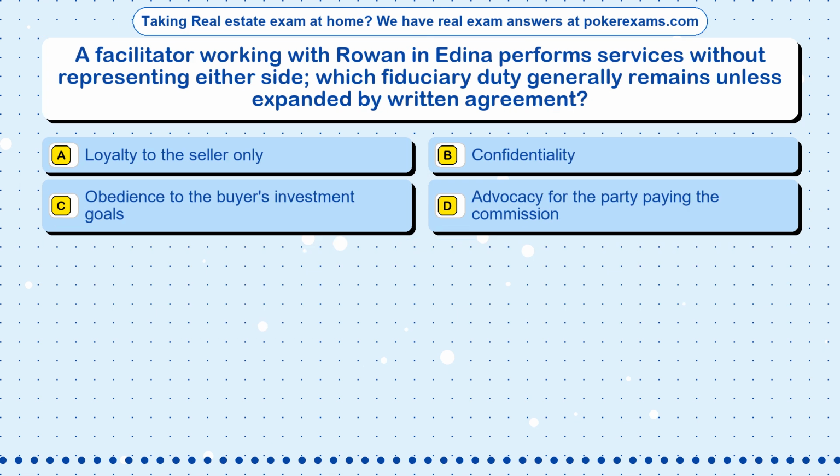Question 98. A facilitator working with Rowan and Edina performs services without representing either side. Which fiduciary duty generally remains unless expanded by written agreement? Option A, loyalty to the seller only. Option B, confidentiality. Option C, obedience to the buyer's investment goals. Option D, advocacy for the party paying the commission.